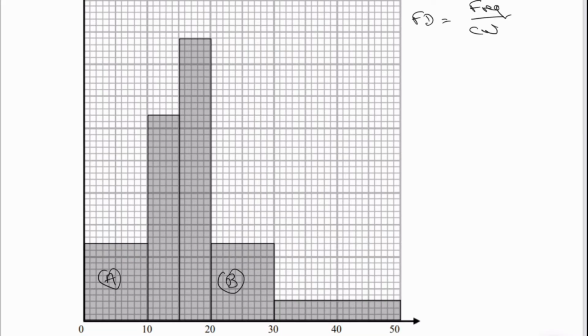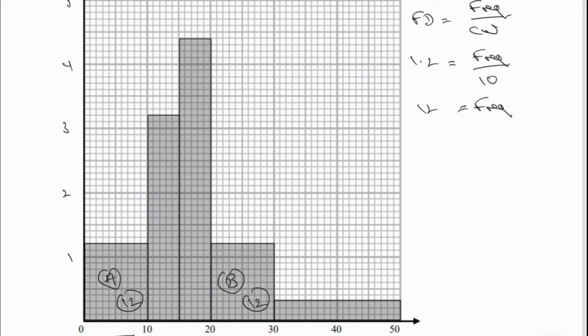Now what I'm going to do is take a bit of a chance here and look at the grid itself, and if I mark this out as 1, 2, 3, 4 and 5, it means that the height of block A and block B is going to be 1.2. So let's say that would be a frequency density of 1.2. That's the frequency density, and then the class width for block A is going to be, as it is at the bottom here, 10. So therefore the frequency represented in block A is going to be 12, and that's exactly the same for block B.